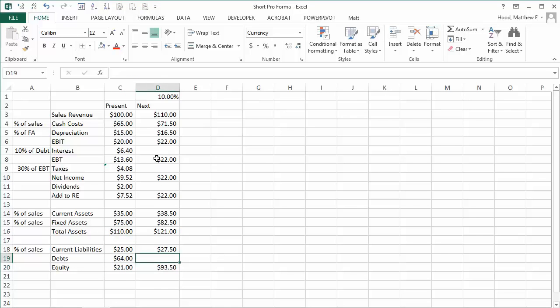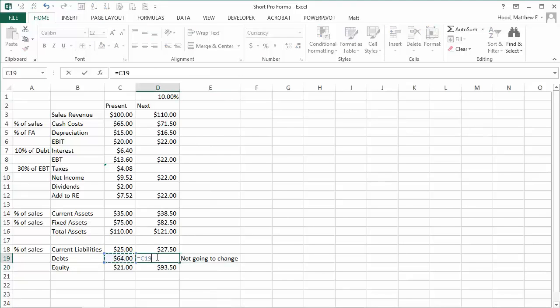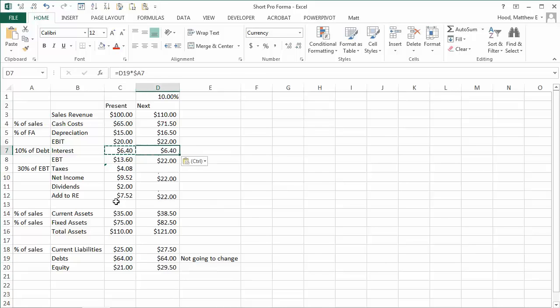Now these numbers aren't right because I don't have interest put in, taxes, and so forth. I'm going to make an assumption I'm going to need to go through, and that is I'm going to say debt is not going to change. So that means it's going to be equal to this 64. Once I know the debts aren't going to change, now I can get interest. And so this formula is going to work. It is 6.40. It is D19, the new debt number, multiplied by 10%.